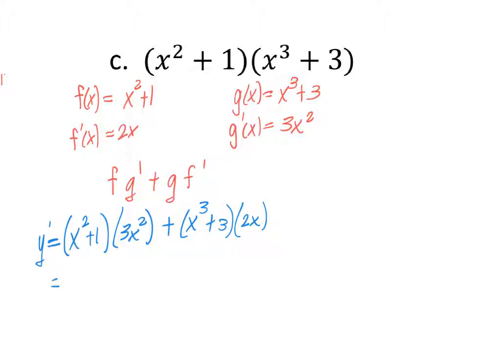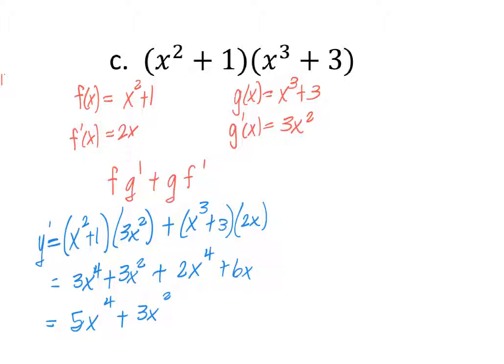And so now I'm going to distribute here. X squared times 3x squared is 3x to the 4th. 1 times 3x squared is 3x squared. 2x times x cubed is 2x to the 4th. 2x times 3 is 6x. So let's combine like terms, 5x to the 4th plus 3x squared plus 6x.